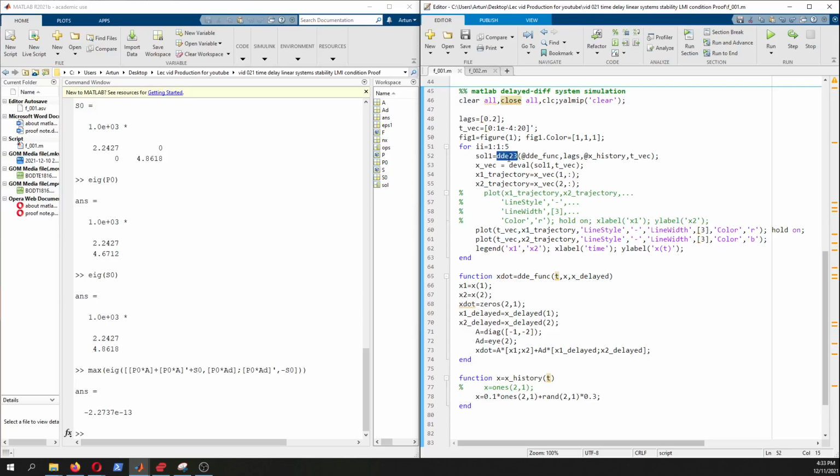DDE23 is the, or I should say, one second, DDE23 is the time delay system version of ODE45. Okay, so you cannot use ODE45 because it is not an ordinary differential equation. It is a delay differential equation. It is like another type, right? For example, what is the primary function of ODE45? ODE45's primary function is initial value problems, right?